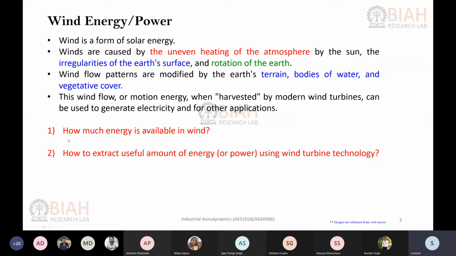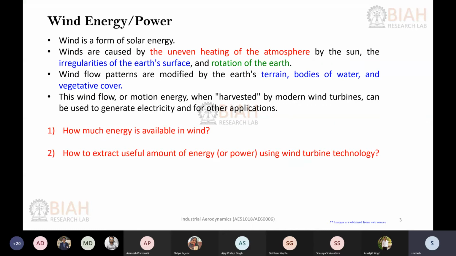How much energy is available in the wind when you're talking about renewable sources of energy, and particularly focusing on the wind? So why is it so interesting? We are just focusing on wind energy itself for this particular course, but there are other renewable energy sources. So how much energy content is there in the wind, that is what we will see. Then the second part will be how we can extract the useful amount of energy, which is called wind power, using wind turbine technology.